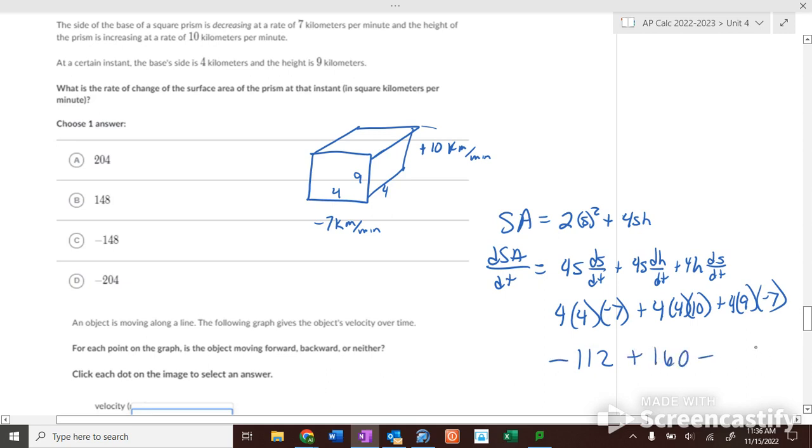This is negative 63 makes 126, makes 252. No, 126. 126 is 252. So 112 and 252 make 364. So it's 204, negative 204.